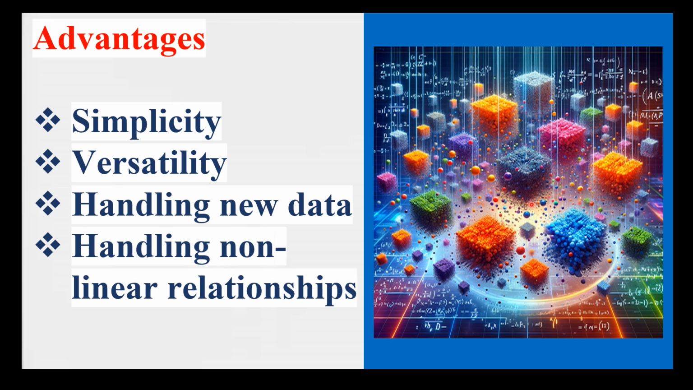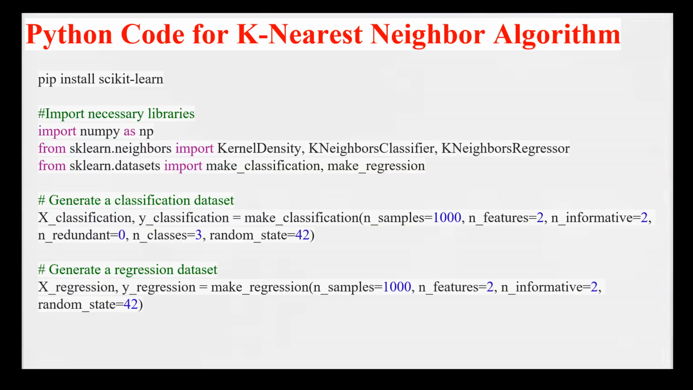So to summarize, we can say k-nearest neighbor is a powerful and simple algorithm that works by examining the k closest data points to make predictions. And by understanding the impact of k and the algorithm's strengths, you can effectively leverage KNN for both classification and regression tasks. So to understand this better, let's understand KNN using Python code.